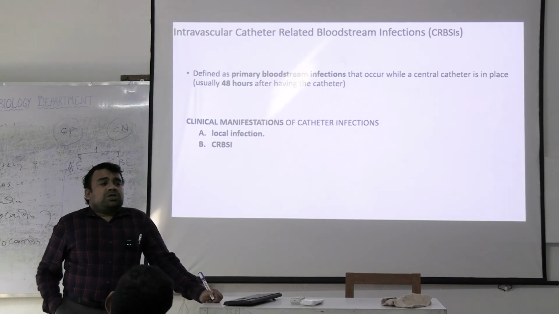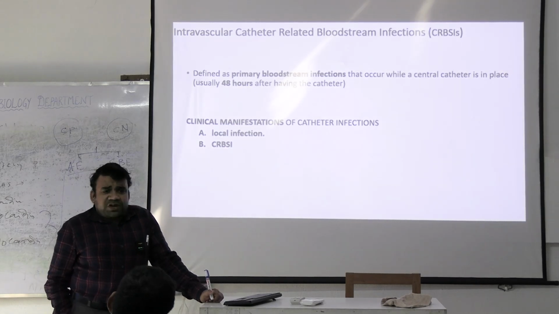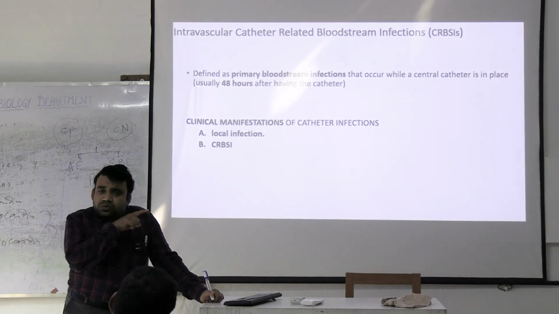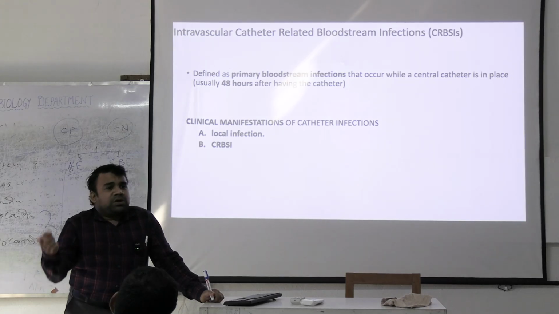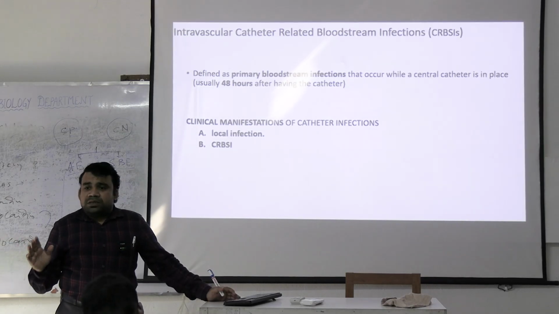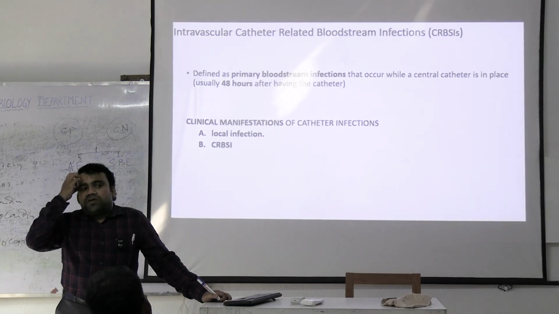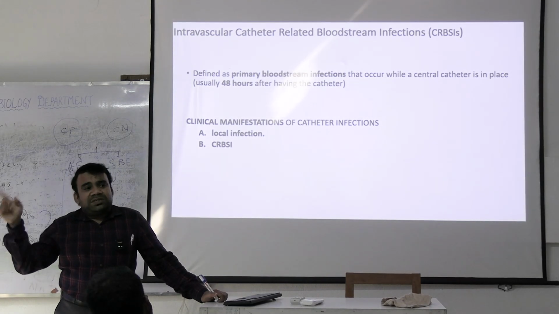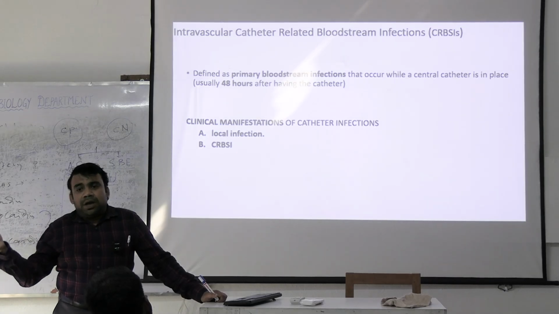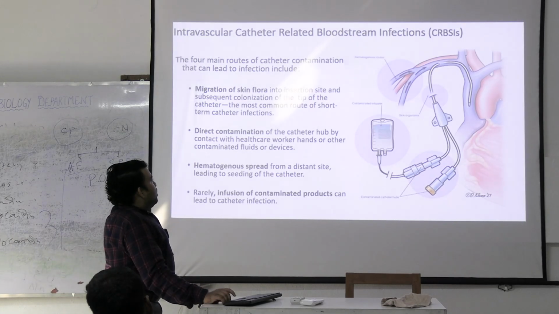That means if you want to say that the infection is due to a central line related infection, it has to go to all these processes, that is colonization, local infection, and then spreading. It will take time. The minimum time that is required is 48 hours. If the infection occurs before 48 hours, that means the infection was present prior to the insertion of catheter. Okay.